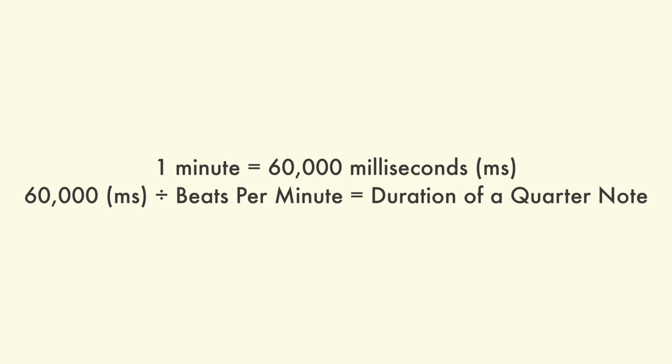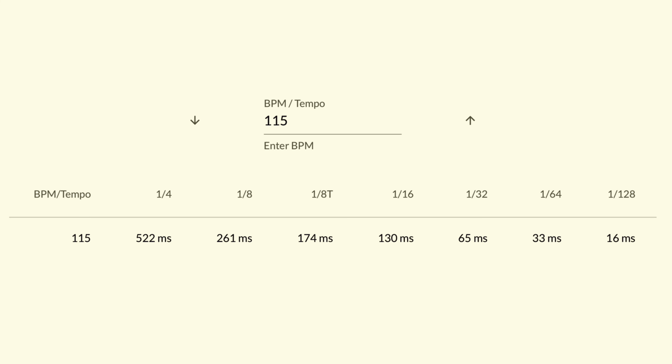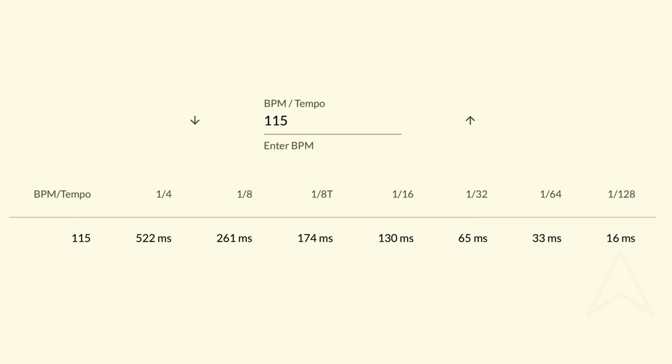Thankfully, there are many online resources that will do this for us, but here's the formula in case you're curious. I will be using tuneform.com. I'll leave a link in the description. First, we'll need to input our song's BPM. The tempo of ODESZA's The Last Goodbye is 115 beats per minute. Now, we can see that an eighth note at 115 beats per minute is 261 milliseconds. The rhythmic effect starts at approximately a 128th note. At 115 beats per minute, a 128th note is 16 milliseconds.